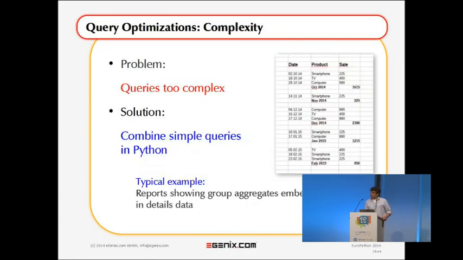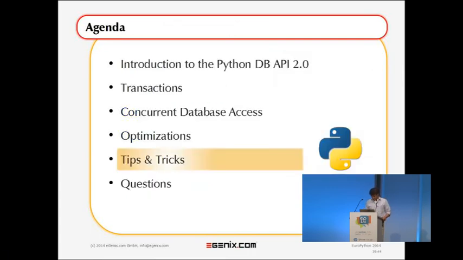And again, if your queries themselves are too complex, you can address that in Python as well. What you do is you split up your queries, make them easier to handle for the database, and then you combine the results from those queries in Python. A typical example of that is if you want to run a report that has aggregates right in the result set. Doing that in SQL is really hard. You can do it, but it's really complex, and it's much easier to do in Python. So for this example, you just run two queries. You run one query for the details, and you run one query for the aggregates, and then you combine everything into a single table, and you're set in your application.